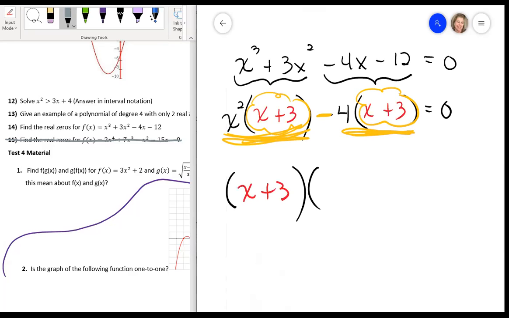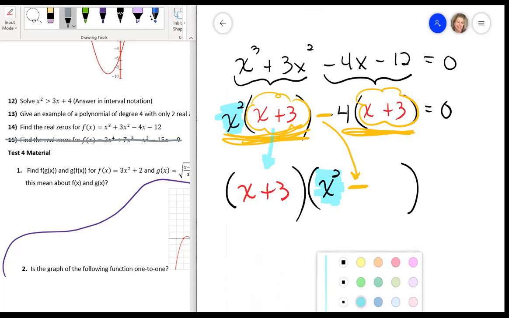And then you have to look at what's left. Well, if I pull the x plus 3 away from this, what I'm left with is this x squared, because I pulled the x plus 3 out. So the x squared has to go right here. And then behind the minus sign, because here's the minus sign, when I look at behind the minus sign, I've got this 4 left. That's what's going to go right here.